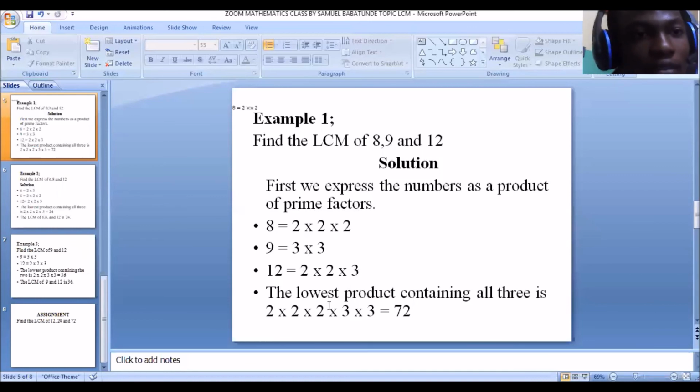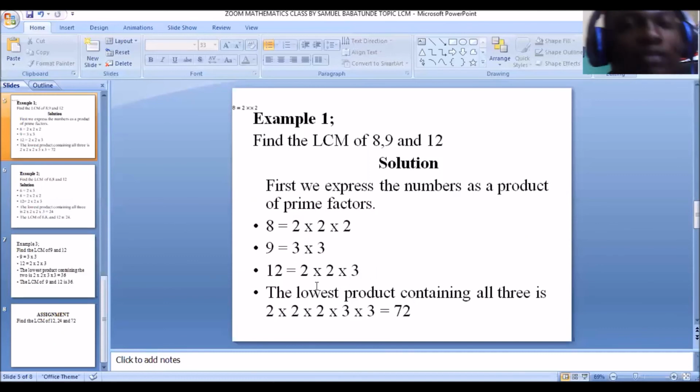Likewise, see this 3 now. I have 1, 2, 3 here, but I only have 1, 2 here. Why? Because this 3, 3 here is already contained here. The main aim is that we're looking for the lowest product. So there must not be repetition because you find it in different numbers. It doesn't mean you have to repeat it because it's already contained in that number. But if it is not contained, if it's only contained in one, that is when you have to put it. Like see now, this 3, you have 3 here, but you don't have any 3 anywhere else. You have only this 3.